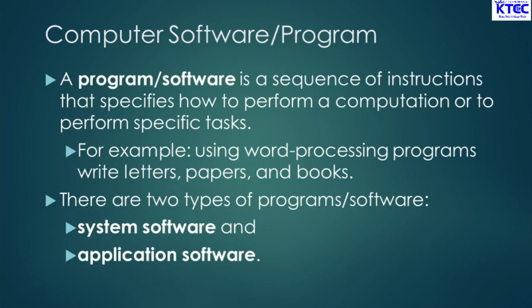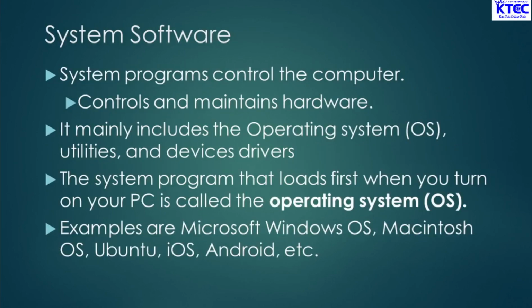So there are two types of programs or software. The first one, we have system software, and then the second one, we have the application software. Now let's proceed and look at what a system software is.